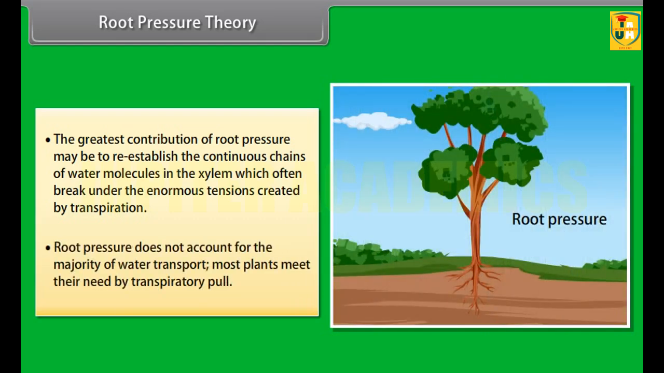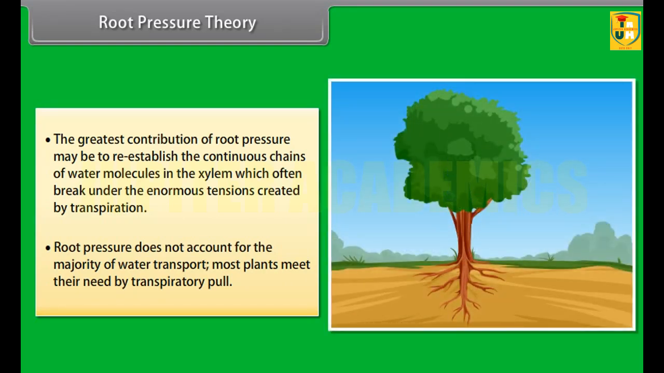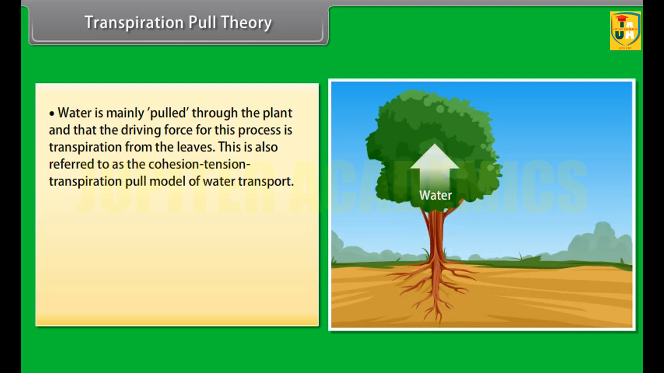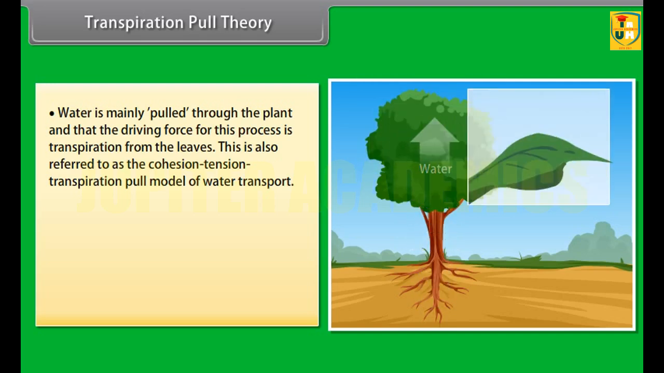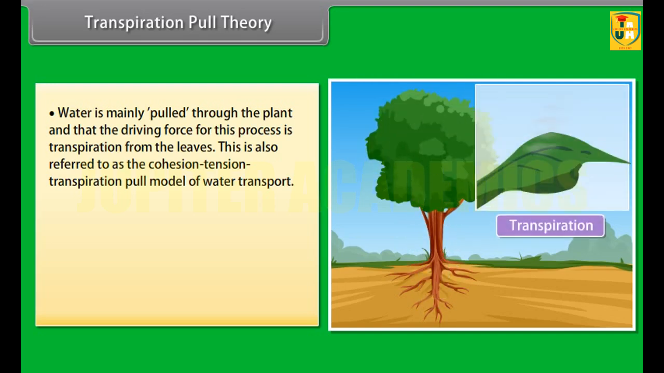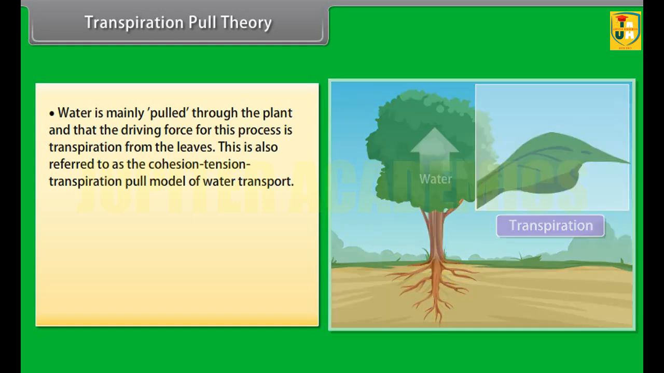Root pressure does not account for the majority of water transport. Most plants meet their need by transpirational pull. Transpiration pull theory. In transpiration pull theory, most researchers agree that water is mainly pulled through the plant and that the driving force for this process is transpiration from the leaves. This is also referred to as the cohesion-tension transpiration pull model of water transport.